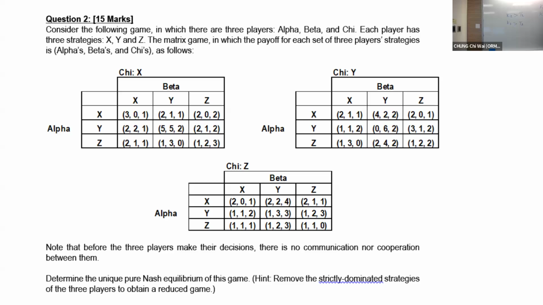Okay. So the next part, check the best response of beta, chosen by alpha and pi. Lastly, check the best response of pi, given the choices made by alpha and beta. Alright. If a redundant strategy exists, remove the strategy from the tables.